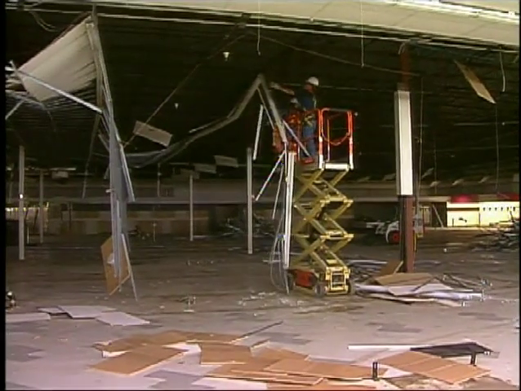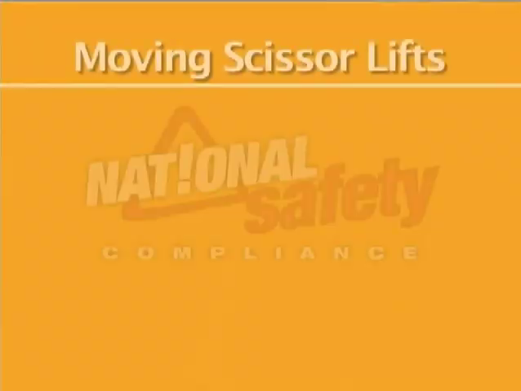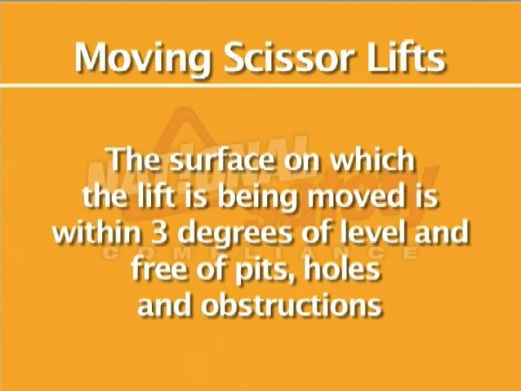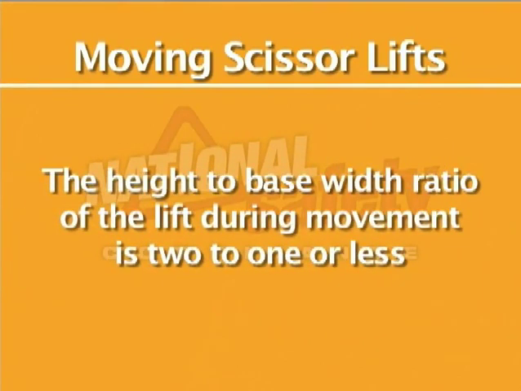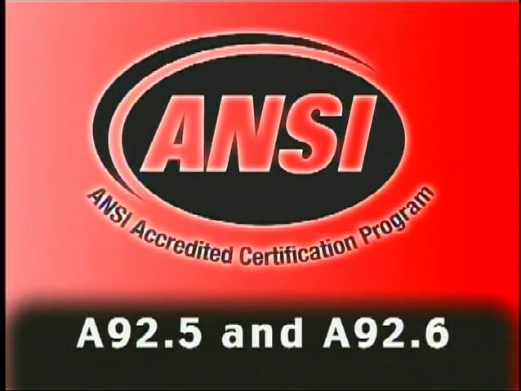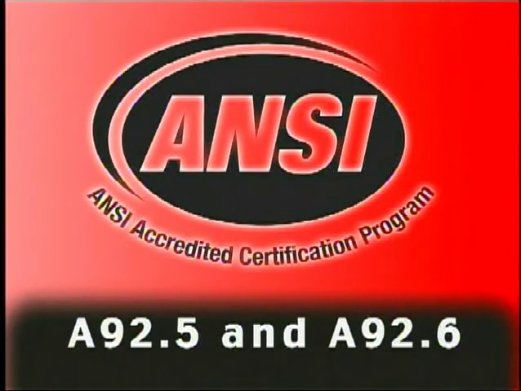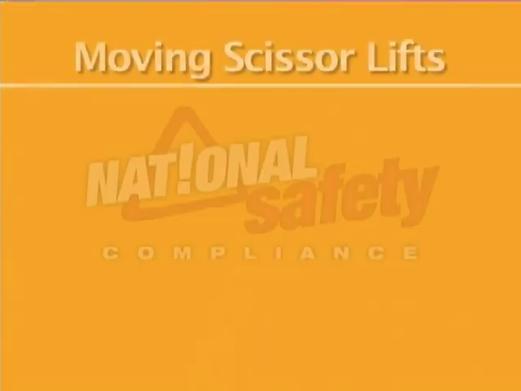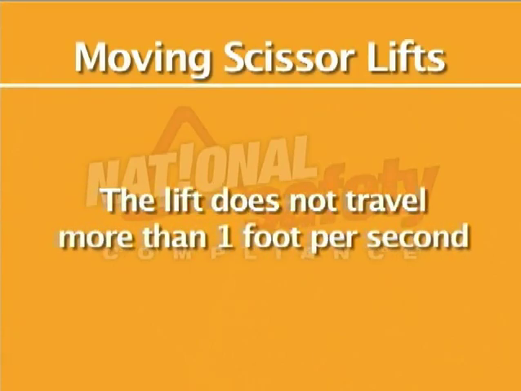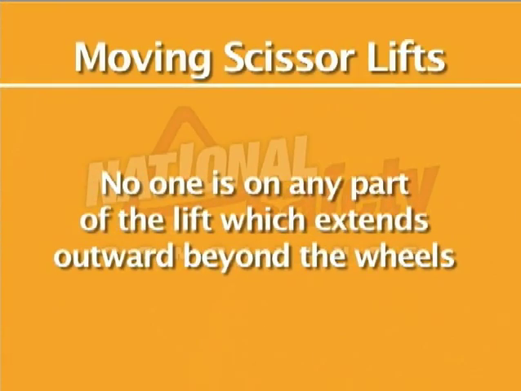Personnel should never ride on a scissor lift unless the following conditions exist. The surface on which the lift is being moved is within 3 degrees of level and free of pits, holes, and obstructions. The height to base width ratio of the lift during movement is 2:1 or less, unless the lift is designed and manufactured to meet or exceed recognized stability test requirements such as ANSI/SIA A92.5 and A92.6. The lift does not travel more than 1 foot per second, and no one is on any part of the lift which extends outward beyond the wheels.